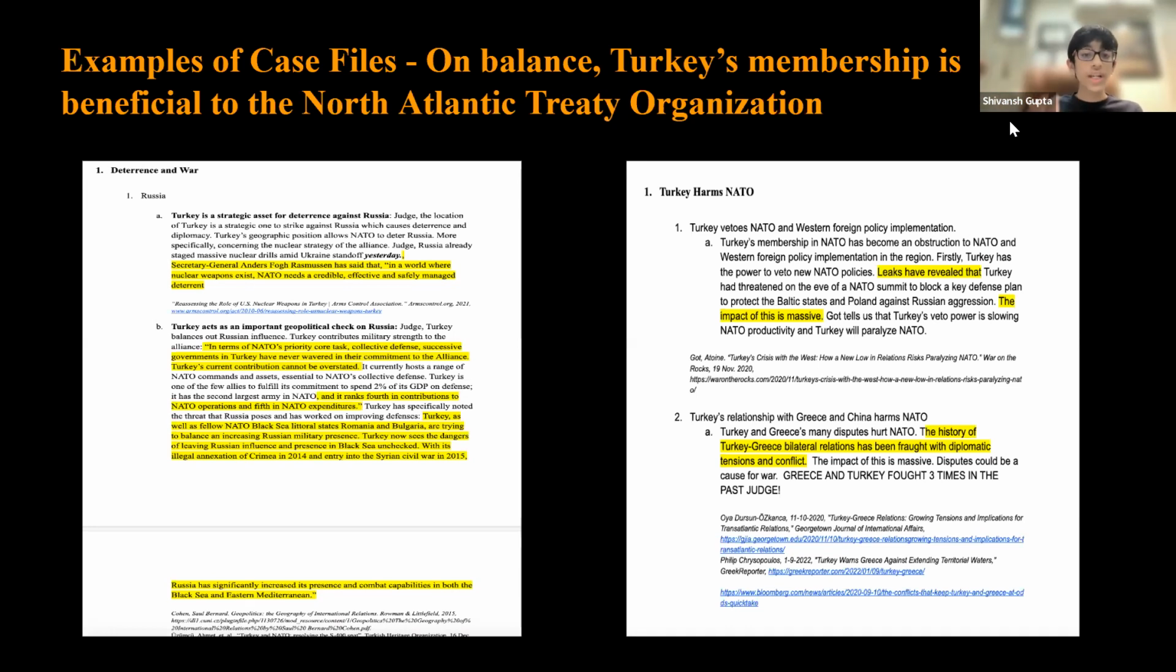The way you structure a case file is very simple. There are three main important things in any case file, especially in public forum, and it goes a lot like a story. In a story, you have an introduction, a body, and a conclusion. That's how public forum works, essentially. In public forum, you have a 15-second introduction line, a chance to show the judge what your stance is.